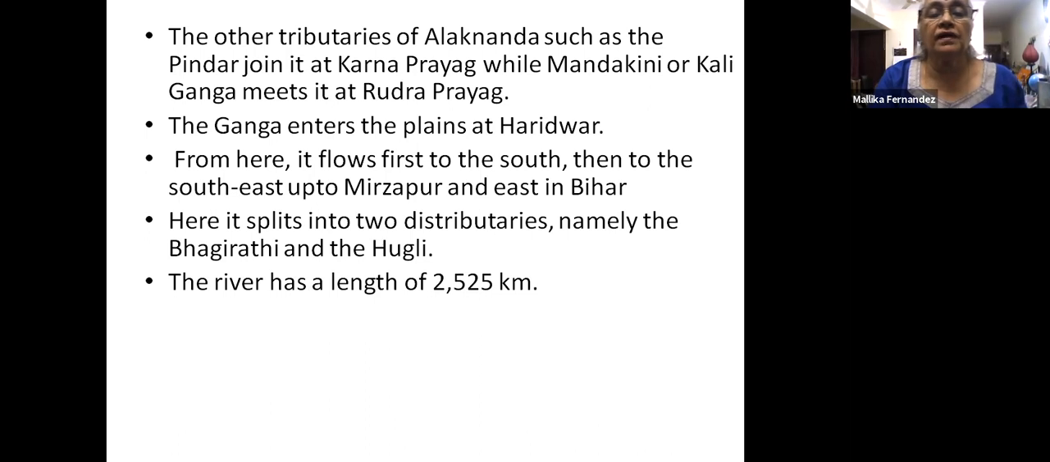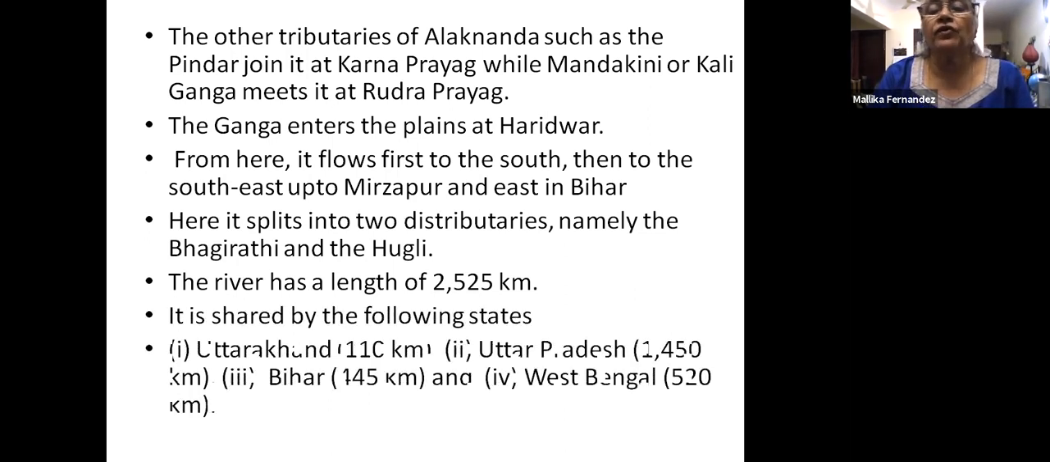And the total river has a length of 2,525 kilometers. Then it is shared by the following states. So Uttarakhand, Uttar Pradesh, Bihar, West Bengal. So you can imagine West Bengal, of course, has the end of it. So the sharing actually could be a problem with reference to Uttarakhand, if they build dams across the region, then it would be a problem. So dams have been built in this region, right? But if they build dams further, you could have problems in this region.